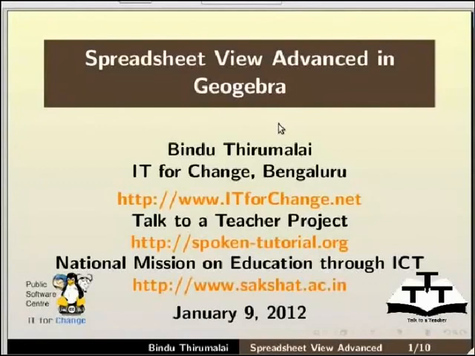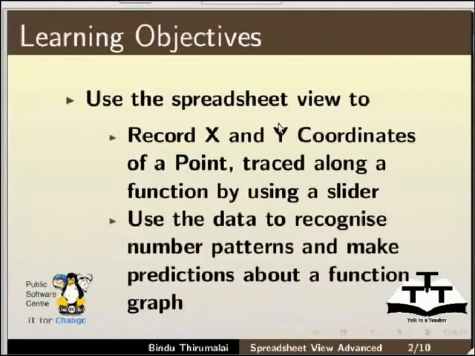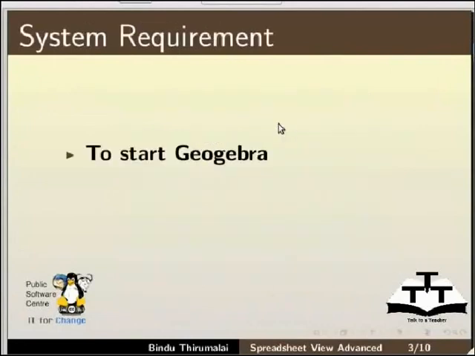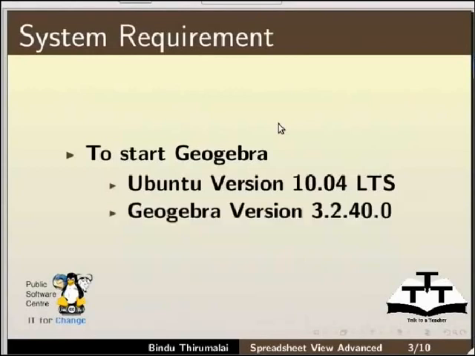If this is the first time you're using spreadsheets with GeoGebra, please see the spoken tutorial website for the Spreadsheet View Basics tutorial. In this tutorial, we will use the spreadsheet view to record the x and y coordinates of a point traced along a function by using a slider, and use the data to recognize number patterns and make predictions about a function graph. To get started with GeoGebra, I am using the GNU Linux operating system Ubuntu version 10.04 LTS and GeoGebra version 3.2.40.